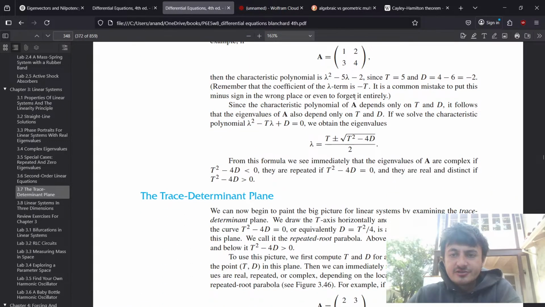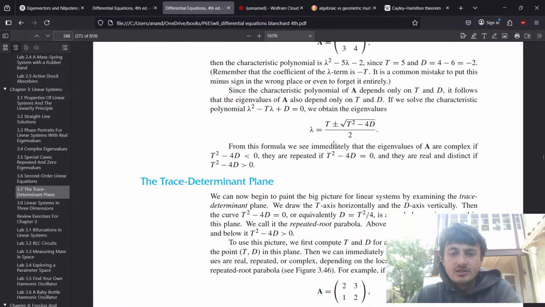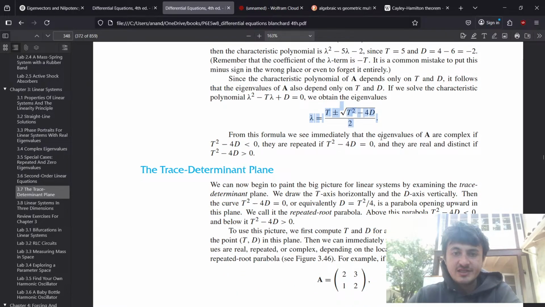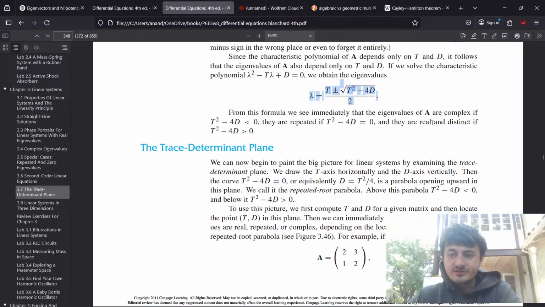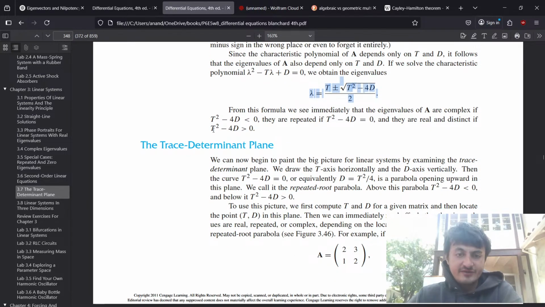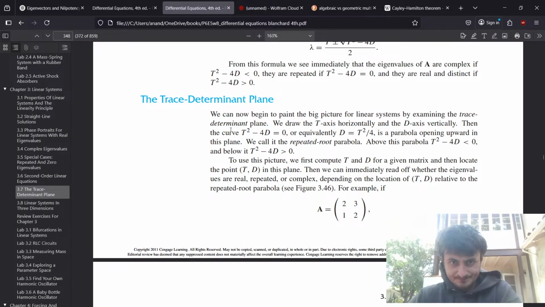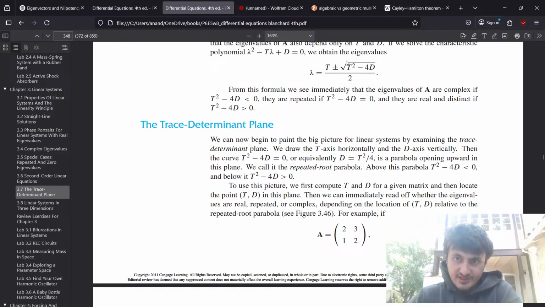Okay, since the characteristic polynomial depends only on T and D, it follows that the eigenvalues of A depend only on T and D. If we solve the characteristic polynomial, we get this. From this formula, we see immediately that the eigenvalues of A are complex if T squared minus 4D is less than 0, and they're repeated if it equals 0. They are real and distinct if the discriminant is greater than 0. Remember, the discriminant is just this quantity, T squared minus 4D.